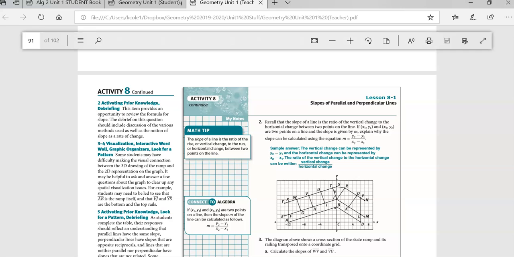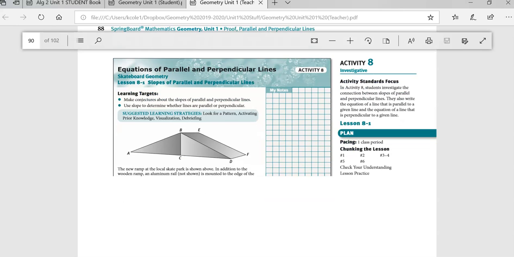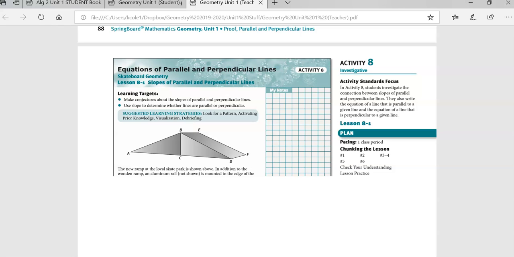Now, for today's lesson, we are moving on to lesson 8.1, which is on page 89. So just that next page. And we are going to be talking about the slopes of parallel and perpendicular lines. Hopefully this lesson is really just a review for you, because really if you paid any attention in your middle schools, then you would know the rules about parallel and perpendicular lines. But we are going to go back over it because Springboard has it in this lesson.